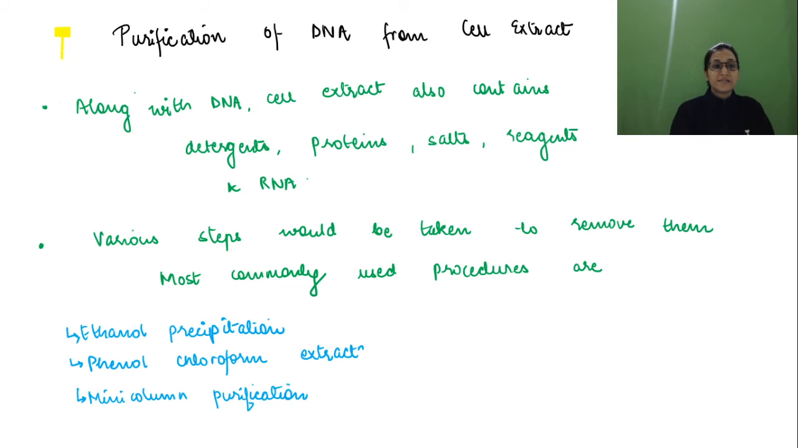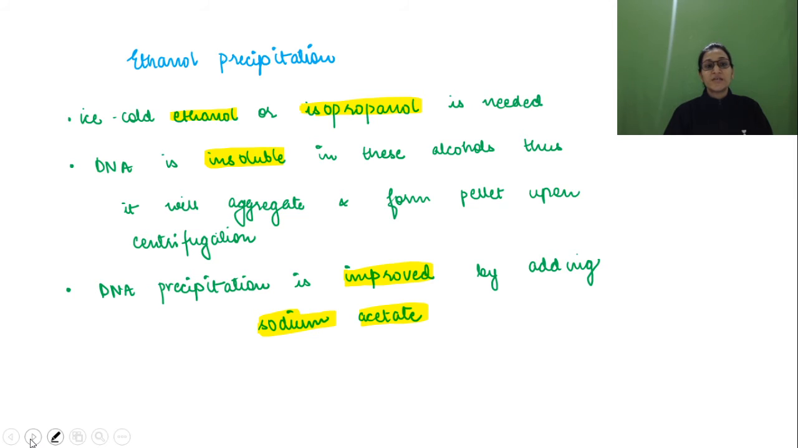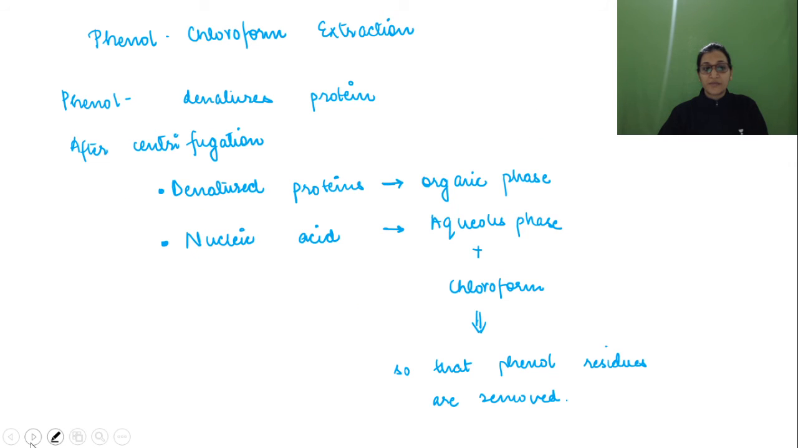In the second step, the purification of DNA from the cell extract: along with DNA, the cell extract would contain lots of detergents, proteins, salts, and reagents, which all need to be removed. Three steps are taken for this: first ethanol precipitation, then phenol-chloroform extraction, then mini-column purification. In ethanol precipitation, ethanol or isopropanol is used in a very chilled form, and DNA becomes insoluble in them. If sodium acetate is added, it improves the precipitation.